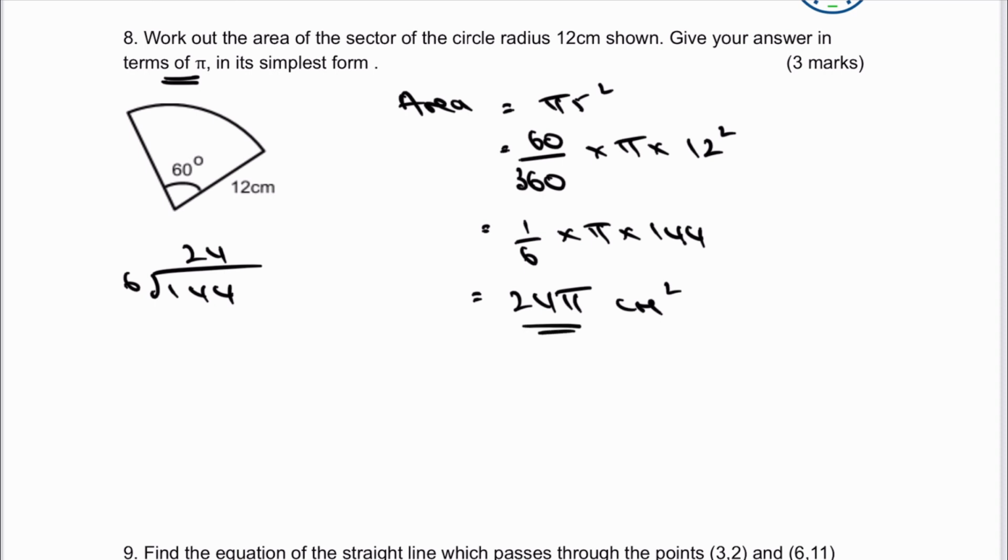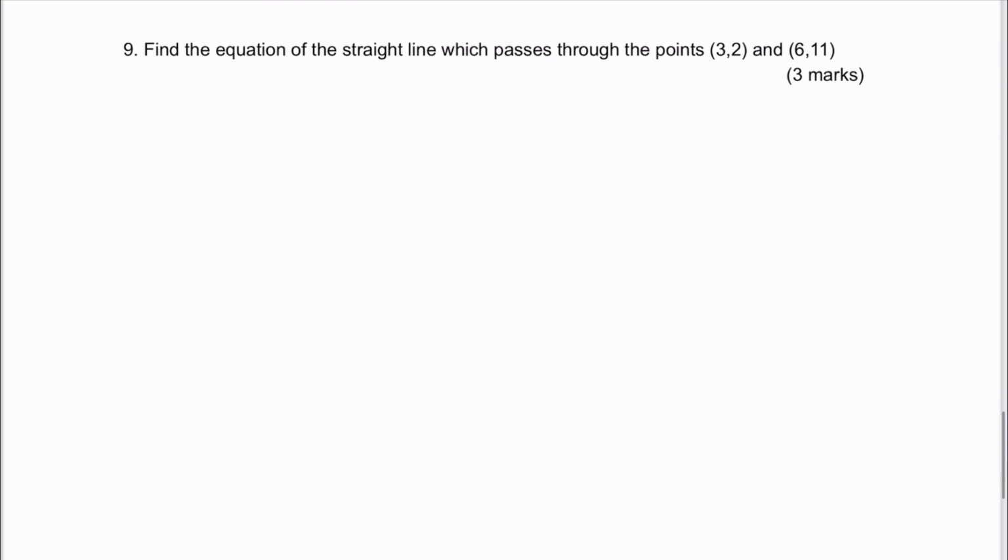Let's move on then to question number 9, which is equation of a straight line. So find the equation of a straight line which passes through the points (3, 2) and (6, 11). So really for the equation of a straight line, the general form is what we call y equals mx plus c. Okay, so the first thing is m is actually the gradient.